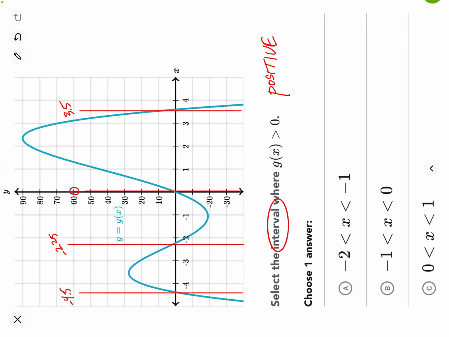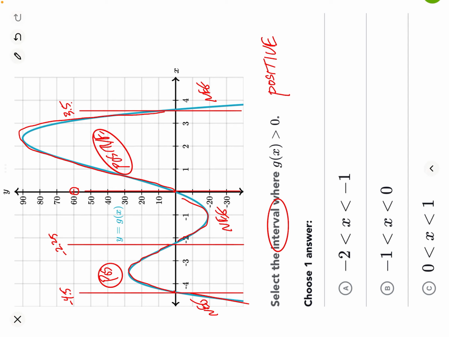about 3.5. So from a negative 4.5 over to a negative 2.5, this portion is positive because it's above the x-axis. This portion right here from 0 to 3.5 is also positive. From here all the way over to here is positive. Now this piece here is negative, but we're not looking for negative pieces. This piece over here is also negative, and this little piece over here is also negative. But we're looking for positive pieces, so it's got to be within that interval.